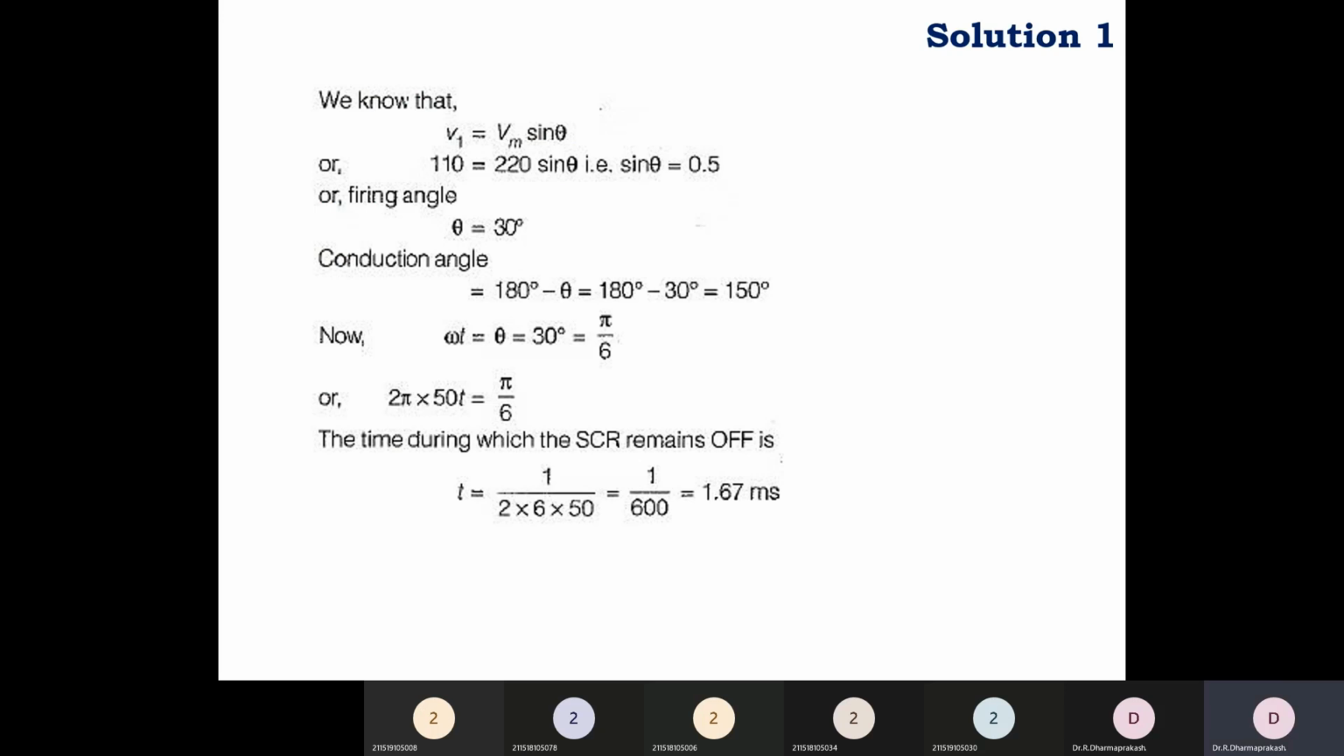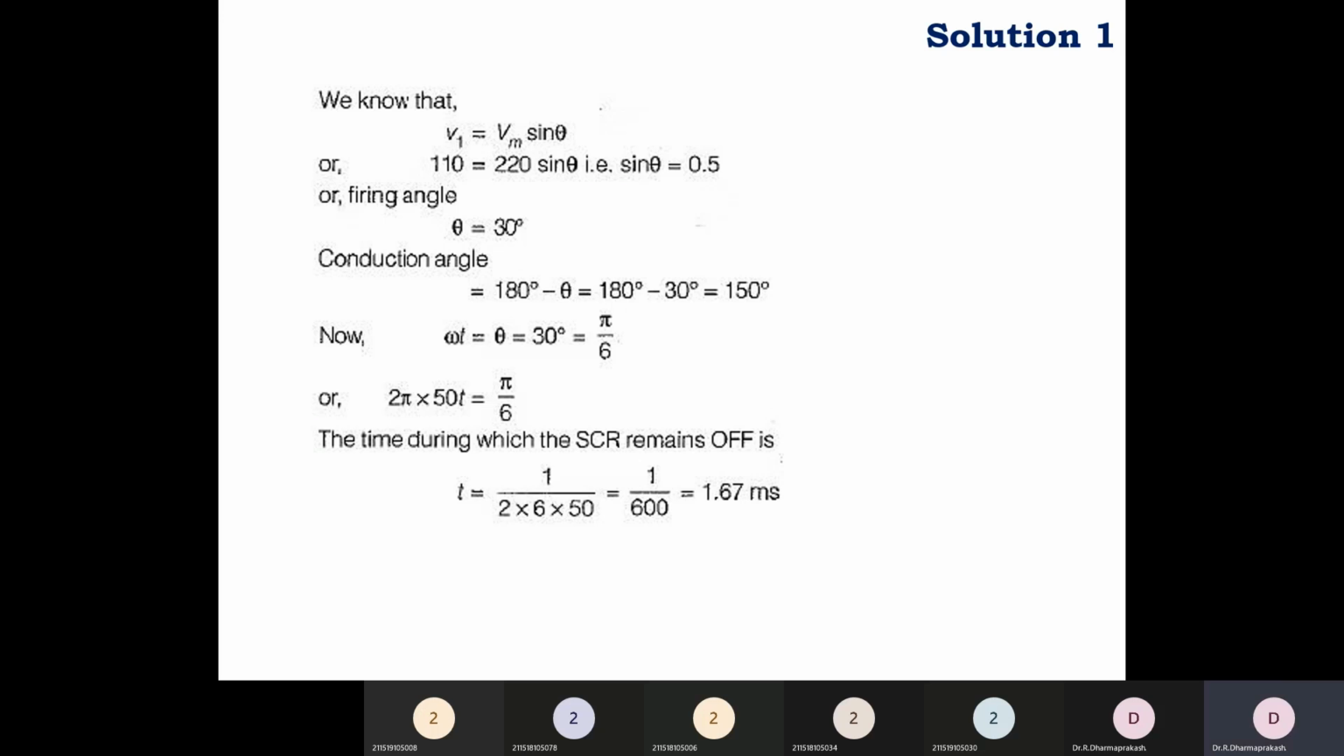So 110 is equal to 220 into sin theta. That is, sin theta will be 0.5, so theta is equal to 30 degrees. We know that the frequency is 50 hertz, so one cycle is 150 degrees, that is the time taken here. So the conduction angle, how long it is conducting, is 180 minus theta, that is 150 degrees. It is conducting 150 degrees.